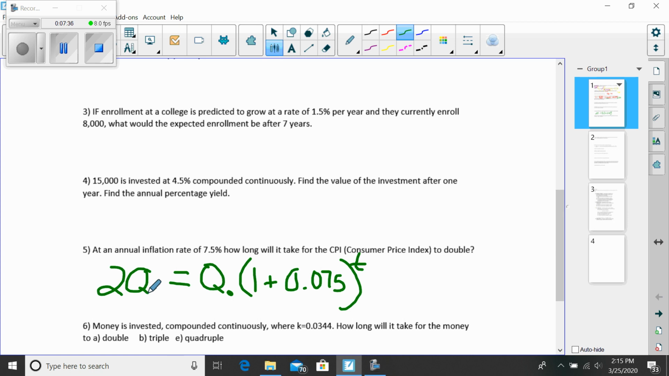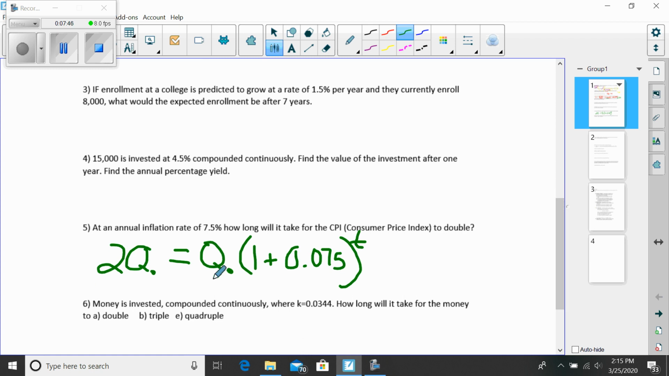So I don't have to know where I started. Whatever I started with, that's fine, but I'm looking for it to double. Well, look what happens. These cancel.